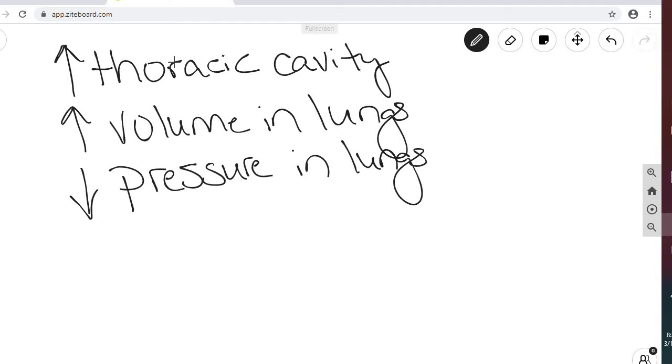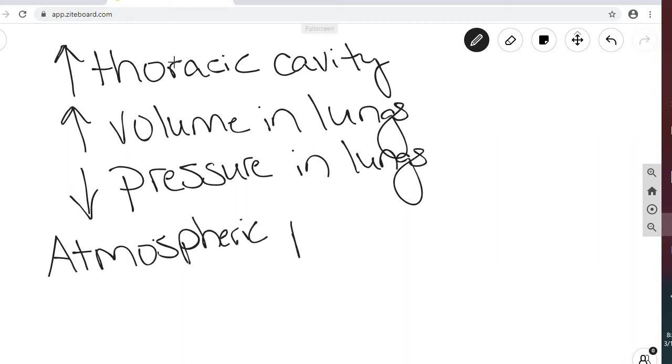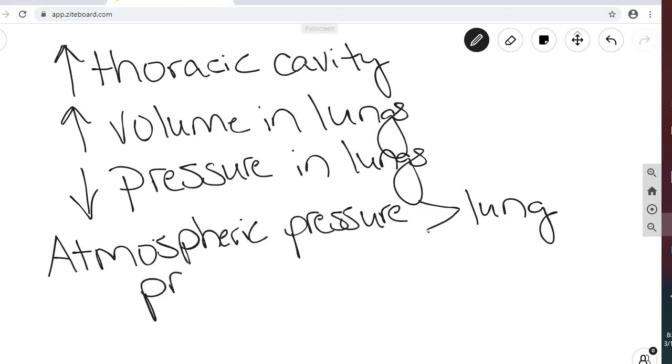If there's decreased pressure in the lungs, that means that the atmospheric pressure, the pressure in the atmosphere, is greater than the lung pressure, and air will move from a high pressure area to a low pressure area, so that means air is going to move into the lungs.